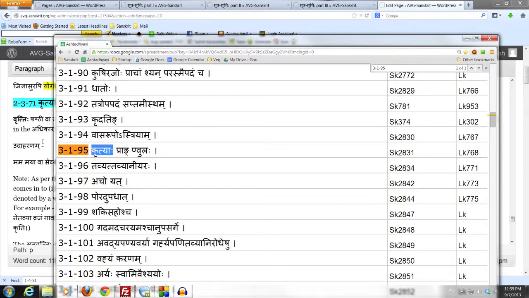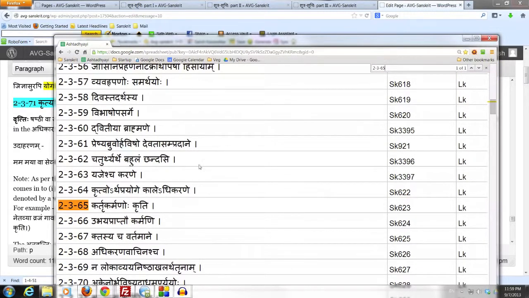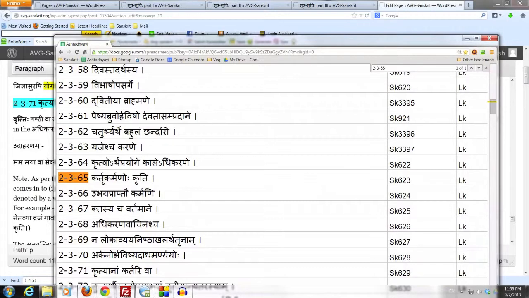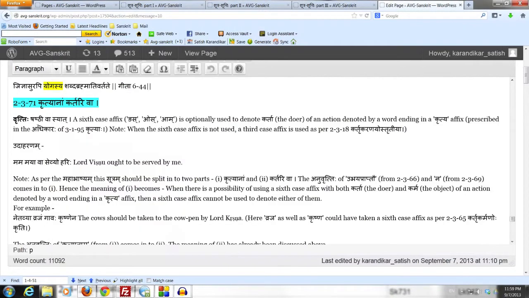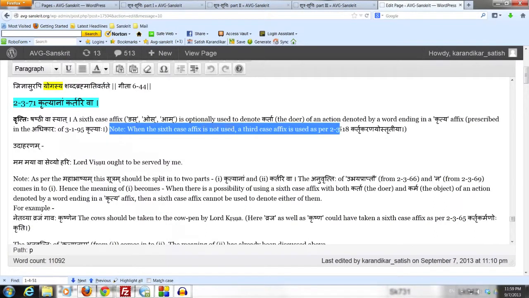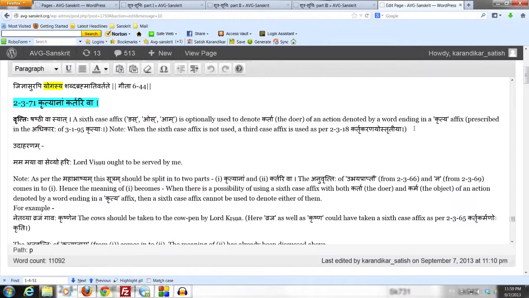Hence by 2.3.65, the agent of an action denoted by a kritya pratyaya would have taken the sixth case affix necessarily. But now this sutram says that a sixth case affix is only optionally used to denote the doer of an action denoted by a word ending in a kritya affix. And of course, when the sixth case affix is not used, a third case affix is used as per 2.3.18 Kartri Karanayos Tritiya. For example, Mama Mayava Sevyo Harihi. Lord Viṣṇu ought to be served by me.